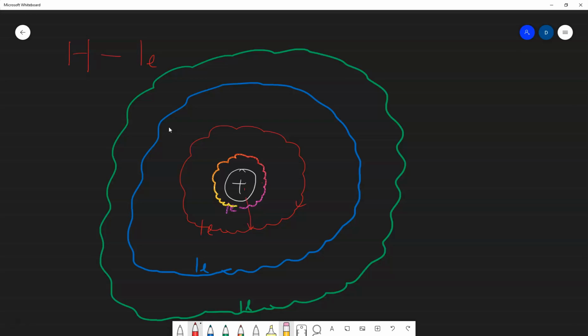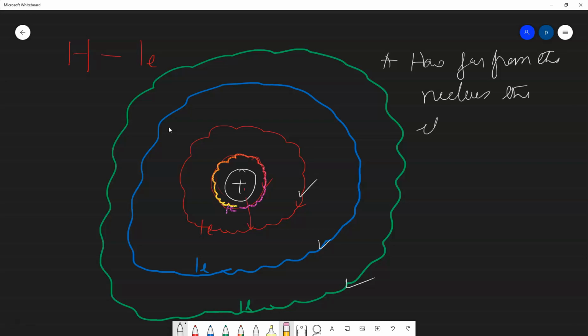Is the electron revolving here in this orbit? I'm going to call this an orbit. This is one orbit. Is the electron going in this orbit, or this orbit? So this is the first question you can ask: how far from the nucleus does the electron orbit?